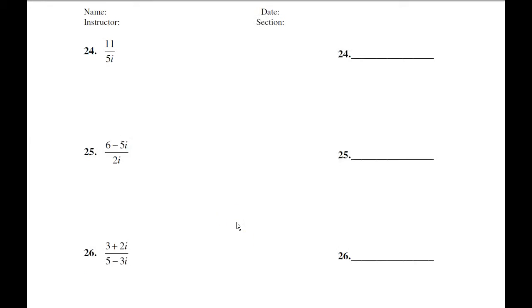Now I see that some books use a slightly different technique. I'm just going to multiply this and this by a negative i. Remember, that's 1. The same thing here. This and this by a negative i.